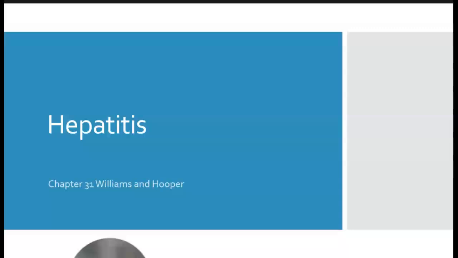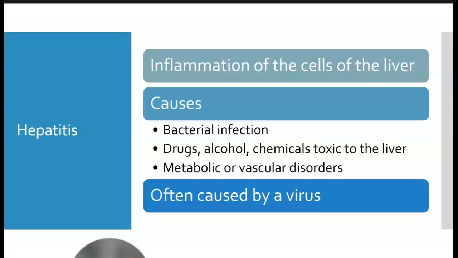Okay, so just talking about hepatitis in general, it's just inflammation of the cells of the liver. Hepato means liver, itis means inflammation. So it can be caused by lots of different types of things. It can be a bacterial infection that invades the liver. It could be some kind of chemicals such as drugs, alcohol, any other type of chemical that we're using.